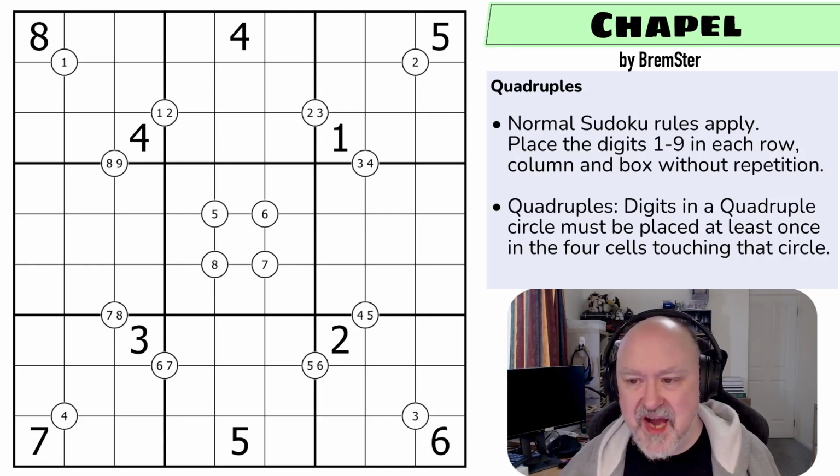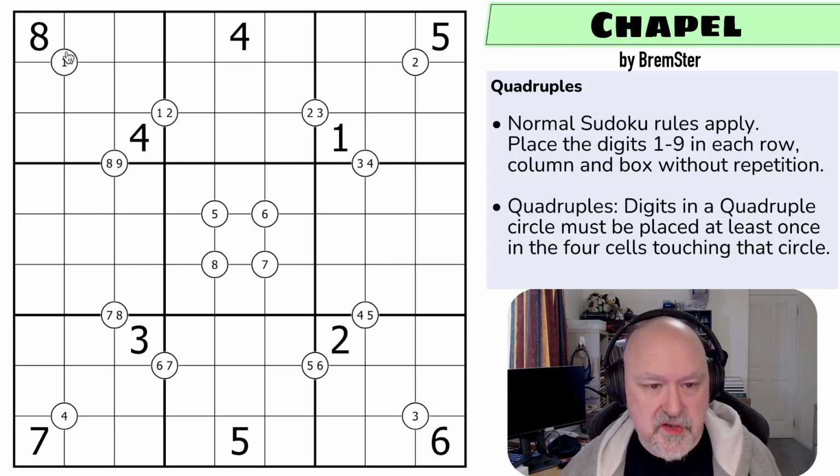But this is Chapel by BremSter, which is a quadruples puzzle, another one I created at least a month ago, probably more than that. This one looks a little bit more familiar. I think I spent a little bit more time creating this one, or possibly I tested this one with Maggie a bit more recently. Not sure. Yeah, the important thing is the rules and the puzzle, so let's have a look.